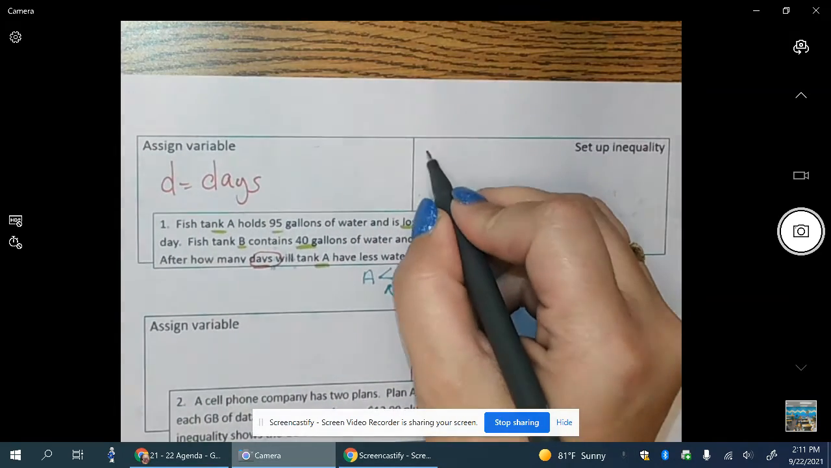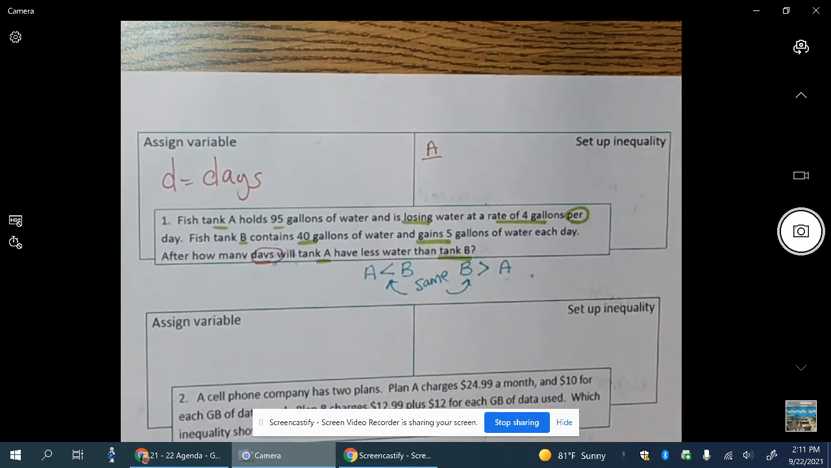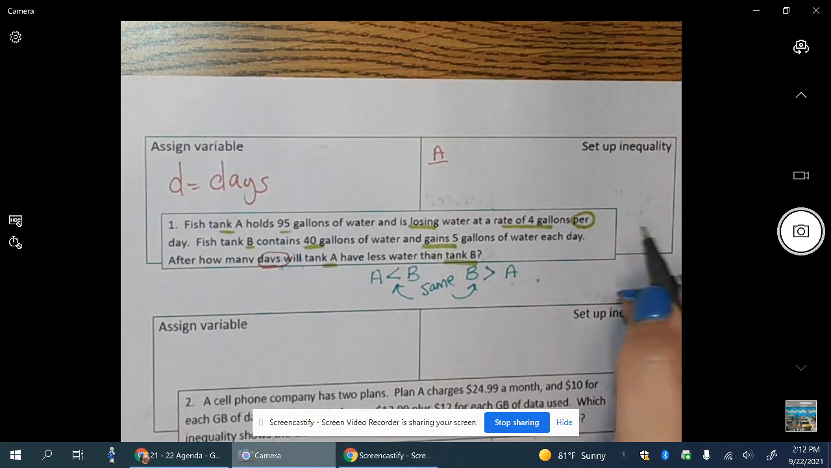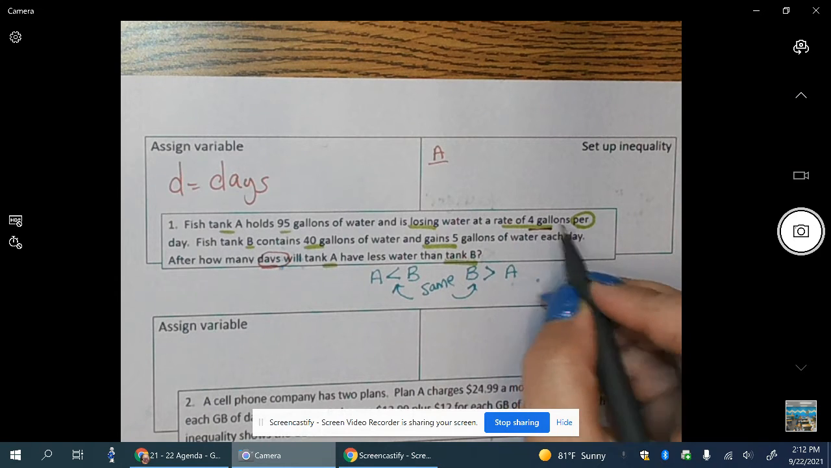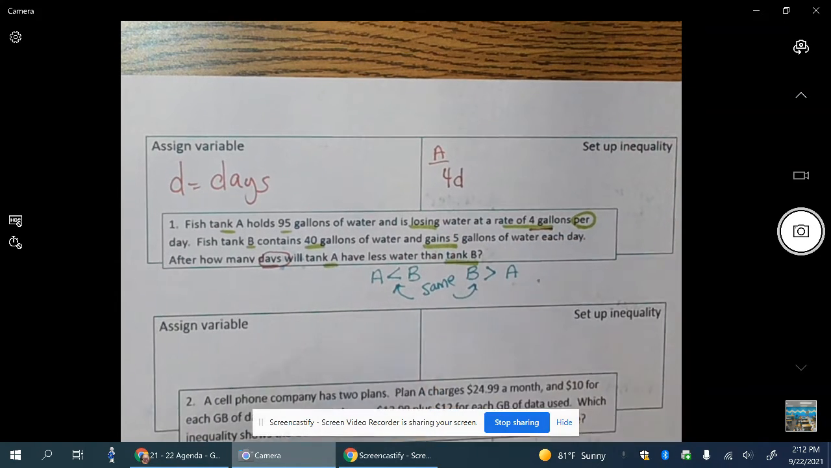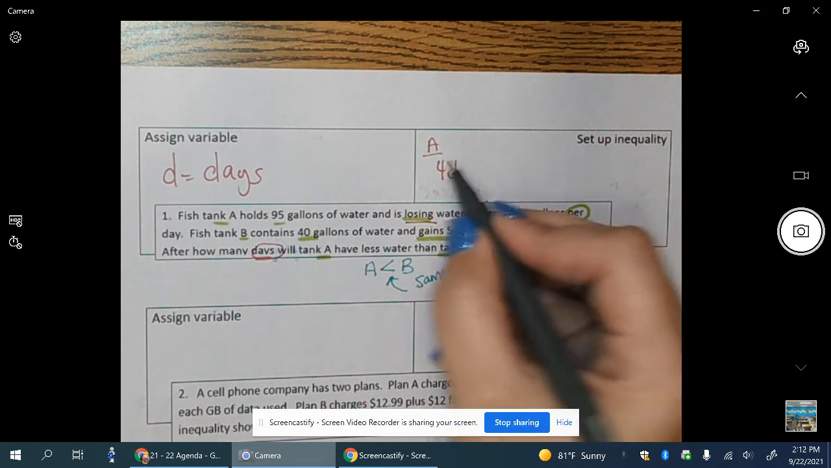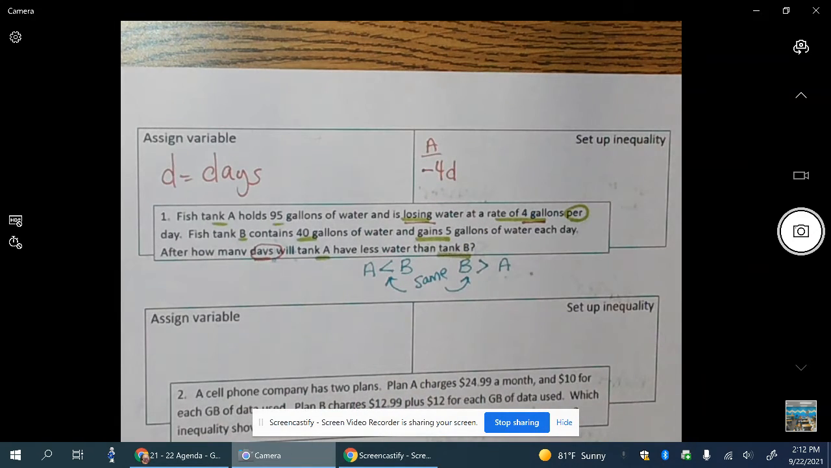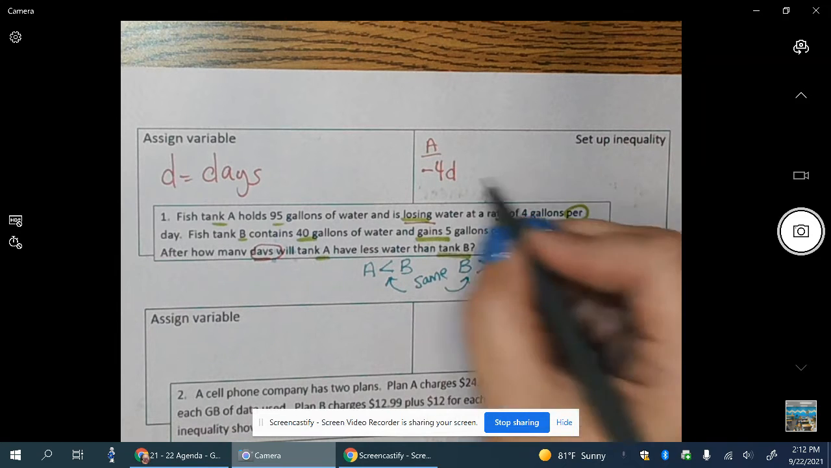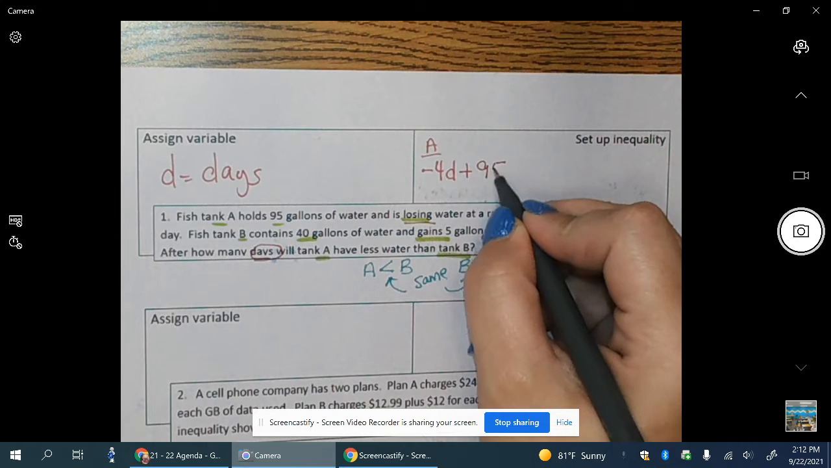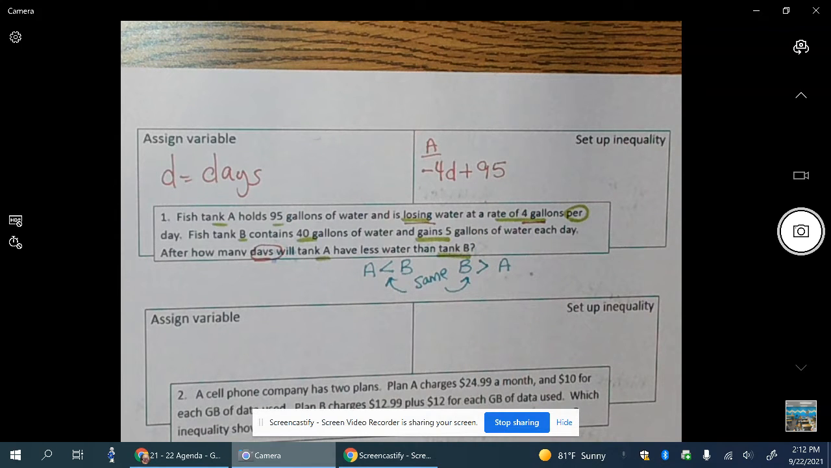All right, so tank A, does it have a rate? Something that's happening per each, every. Yeah. What is it? 4. Yeah. 4D, but there's something very, very important. Look at the words I underlined. Hopefully you also underlined it. Losing. What does that mean? Minus. That water is coming out of the tank. Okay? And then what did it start with? 95. So plus 95. How did I know it was plus 95 and not minus? Because it said at home. Yeah. That's what's in there.